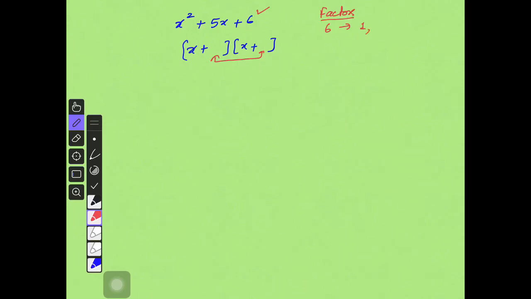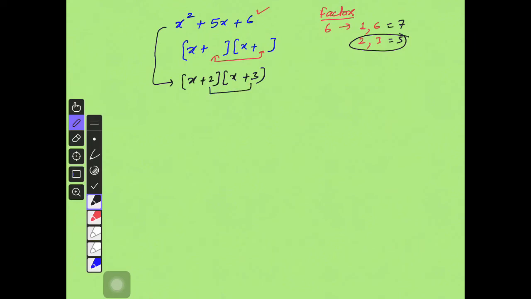You can start from 1 and 6, and 2 times 3. But when you add them, what do you get? You need to think carefully here. If you add 1x and 6x, you will get 7x. If you take 2 and 3, you will get 5. That's the right one for us. So we are going to take x plus 2 and x plus 3. You can verify: 3 times 2 is 6, 3 plus 2 is 5x. Always verify once you are done. So that was the first case.